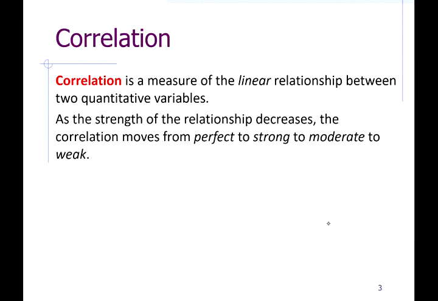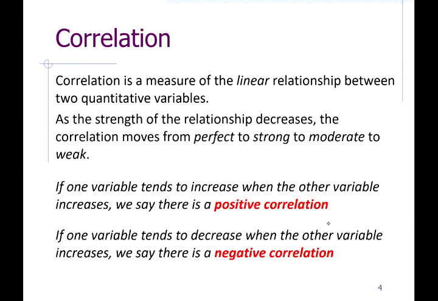So the correlation is a measure of the linear relationship between two quantitative variables. We can't talk about correlation with categorical or qualitative data. As the strength of that relationship decreases, we move from a perfect to a strong and moderate, weak to no correlation. Basically, if there is a relationship, there's two possible scenarios. When the value of one quantity goes up, the other one also goes up. In that case, we say there's a positive correlation. And if one variable goes up, the value of the other variable goes down, we say there's a negative correlation.